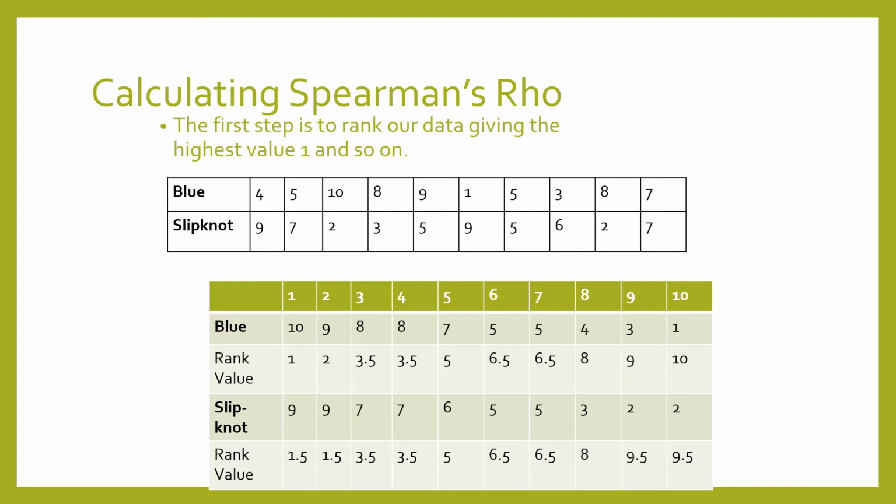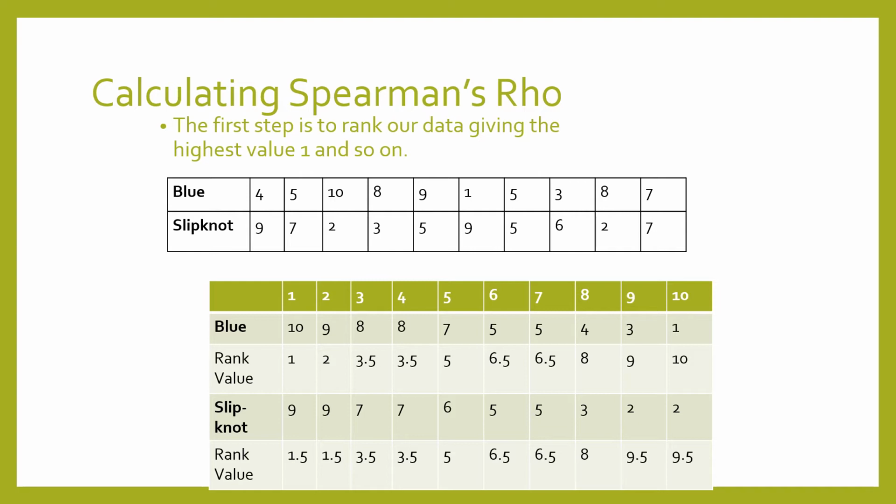So our first stage in calculating Spearman's rho is to rank the data. So ranking the scores for each of the co-variables. So we've got our data there. The first thing we do is to put it into order and then give it a rank value. So if you look at the scores for Blue, the highest was a 10, so I've given that a rank value of 1. It was first.